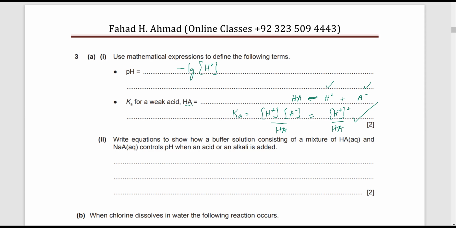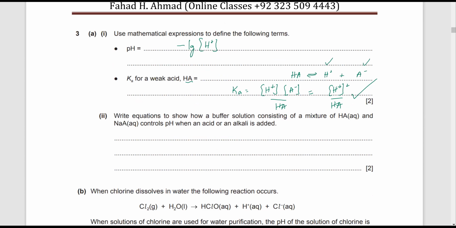Write both of them. And so, write equations to show how a buffer solution of a mixture of this is formed. This is the question about buffer solutions. So you have HA that's in equilibrium with H plus and A minus. The concentration of this ion is increased by adding its conjugate base, like Na.